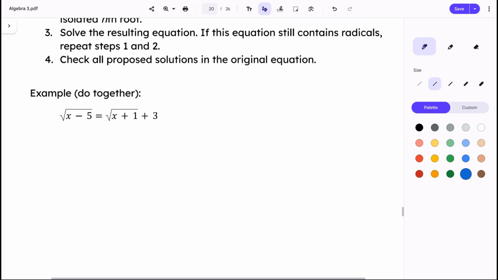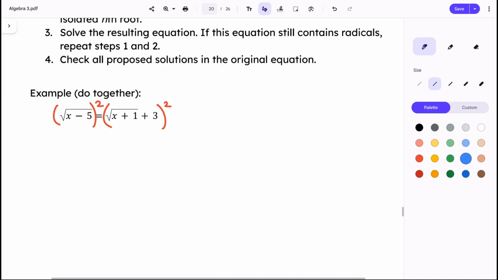So if you look at this first one here, we've got the square root of x minus 5, and that's equal to the square root of x plus 1 and then plus 3. I want to try to get rid of these square root signs. Since they're just regular square root signs, I'm going to go ahead and just square both sides of my equation. So I'm going to put parentheses around the left side and square it. And I'm going to do that on the right side too. Notice how I'm putting parentheses around the entire thing on the right side. So that squared is going to go to the radical and it's going to go to the 3.